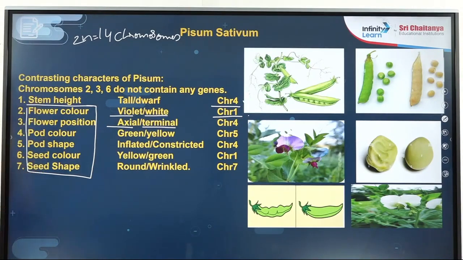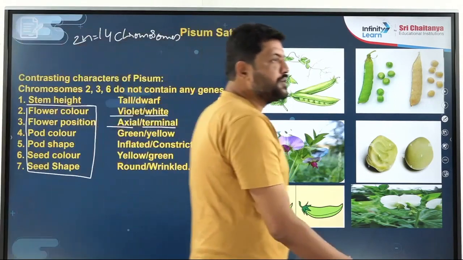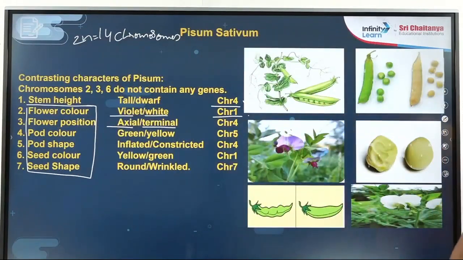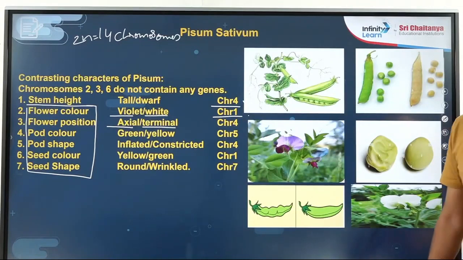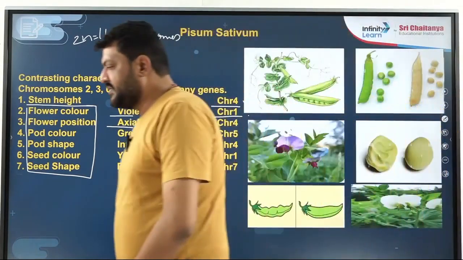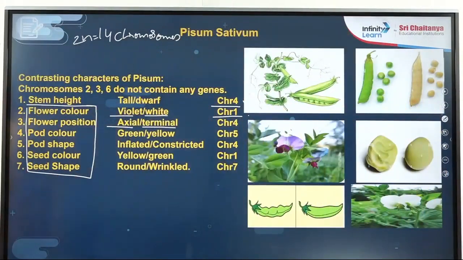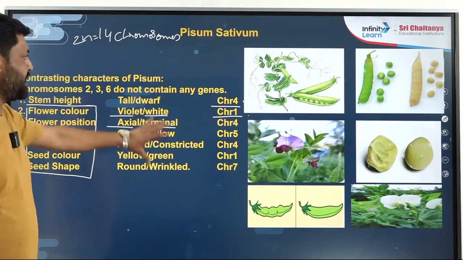So what is the ratio of vegetative to reproductive characters selected by Mendel? Only the first one is the vegetative character and the rest of the characters are the reproductive or floral characters. Was it clear? So this is all about Pisum and the characters selected.